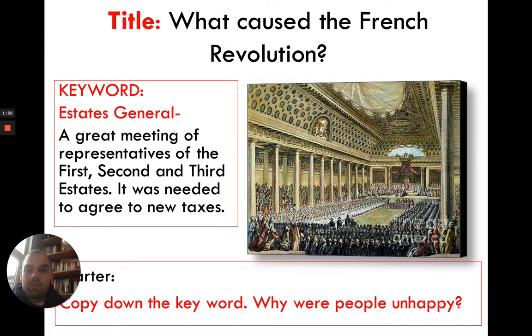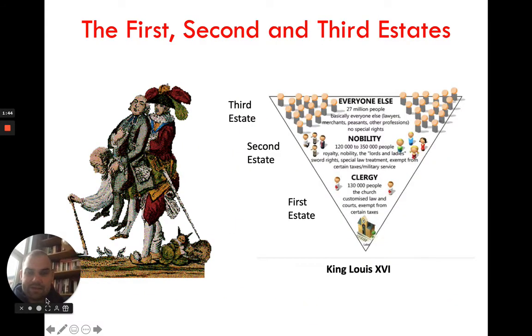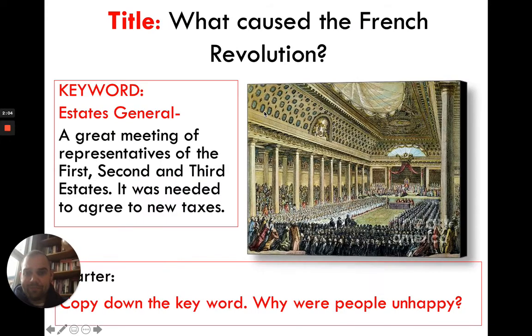Now, remember, the whole point is that this parliament was not fully democratic, okay? You had representatives from the first, second, and third estates. Remember, going back to our little infographic from last lesson, we saw the first estate was basically the church, the rulers of the church in France. The second estate were the aristocracy, so the big landowners. And then finally, the third estate were everyone else. Now, the first and second estate was only about 1.5% of the population. More than 98% of the population was made up of the third estate.